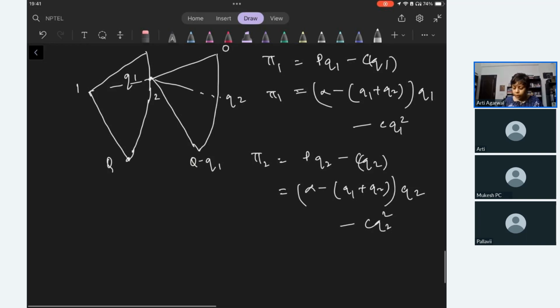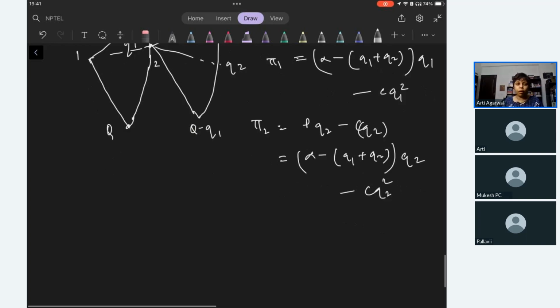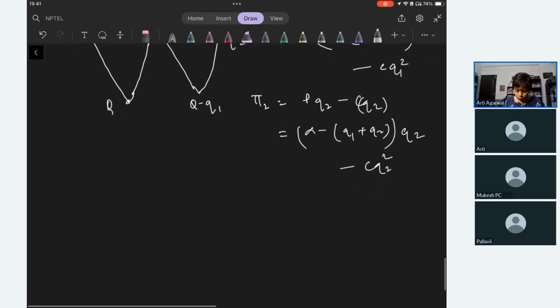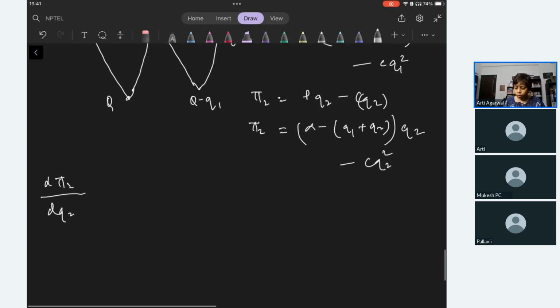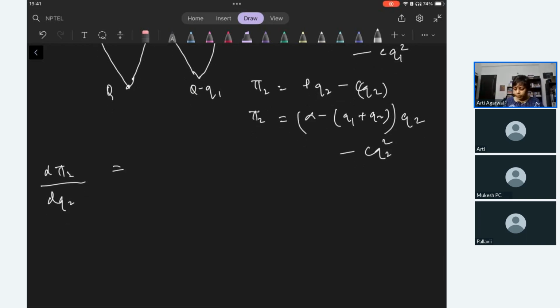So what we'll do is, player two can only control Q2. He cannot control Q1. He only has the power to choose Q2, so he will maximize his profit with respect to Q2. Here we will differentiate this with respect to Q2. If you want, we can simplify this further, but I'm just leaving it as is for now.